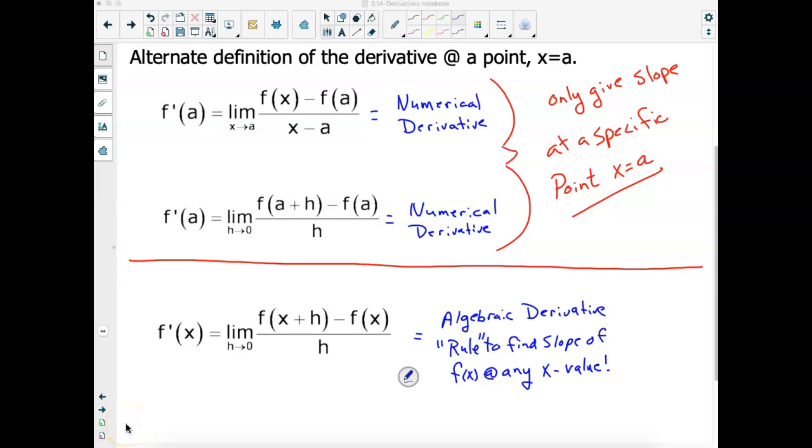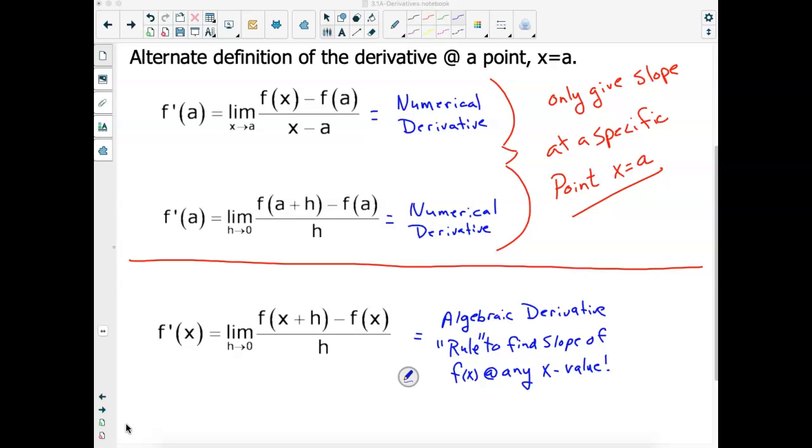3.1a derivatives, still day one, continued. If you have your note sheet where we left off yesterday, we're going to finish that up quick. And then we're going to finish up day two as well. I'm going to try to go as fast as possible, but explain as much as possible.